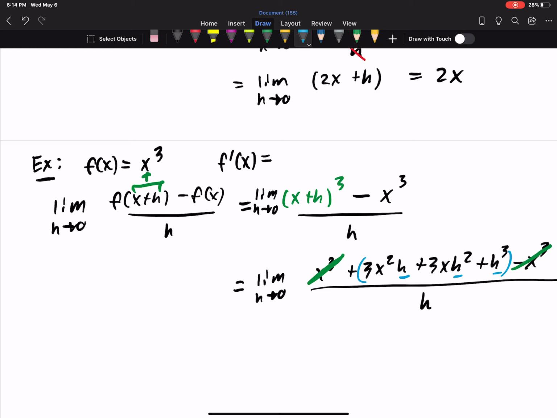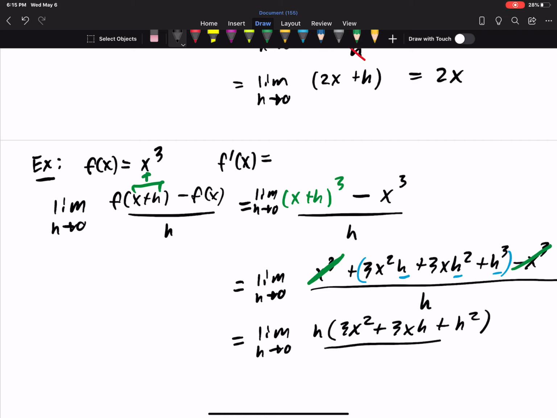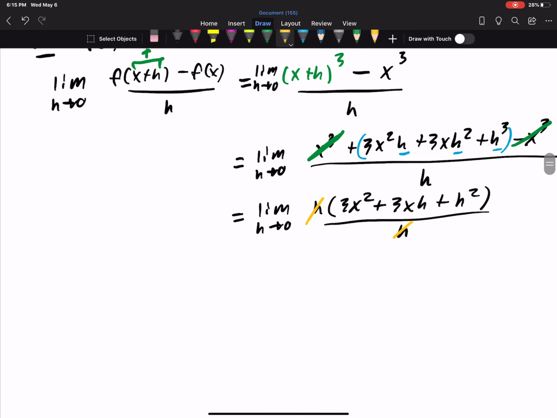So I have limit as h approaches 0 of h times 3x squared plus 3xh plus h squared, because I factored out the h. And then I have this h in the denominator. So now we can cancel these h's because they're being multiplied top and bottom. And this finally leaves us with limit as h approaches 0 of 3x squared plus 3xh plus h squared.